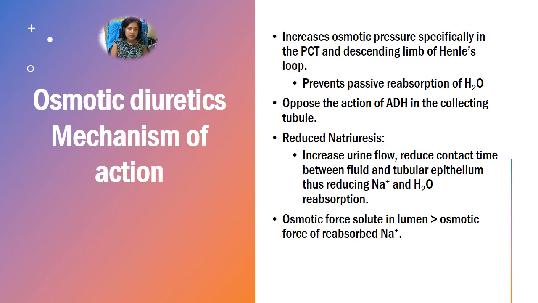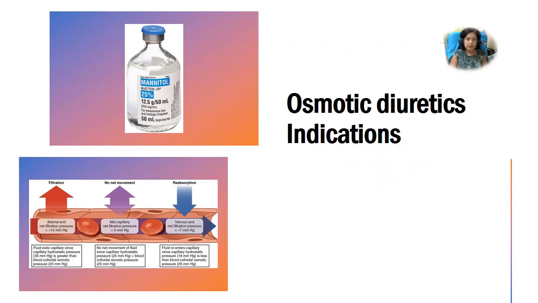So how do they work? They increase the osmotic pressure, specifically in the proximal convoluted tubule and in the descending limb of Henle's loop. They prevent passive reabsorption of water, and they oppose the action of ADH in the collecting tubule. So when natriuresis is reduced, there's an increased urine flow, and reduced contact time between fluid and tubular epithelium. Therefore, sodium and water reabsorption is reduced, and the solutes are forced out through that osmotic force to release water and those electrolytes.